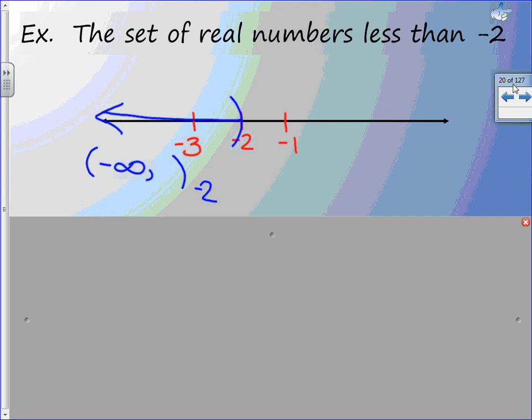I really like creating the notation after I do the graph because you read the graph left to right. The graph starts going from negative infinity and it stops at -2. It's a parentheses at both because infinity is always a parentheses, and then you have a parentheses here. Questions on that?